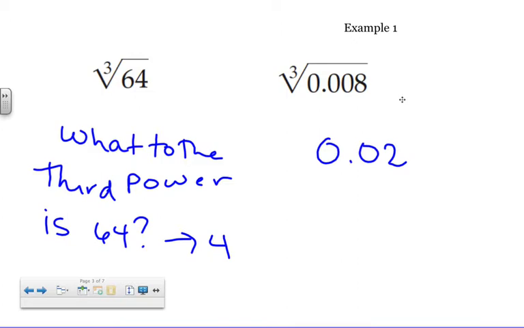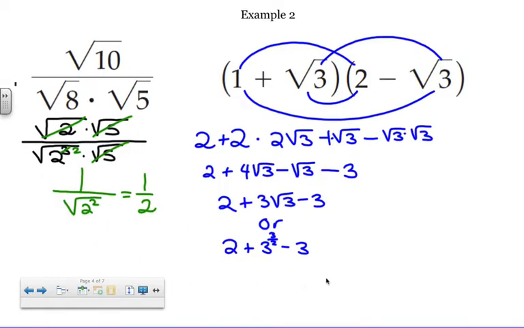It's the third root of 0.008. Really, the third root of 8 is 2. And when we take the root, it actually gets smaller, or when we cube it or square it, it goes smaller. So the third root of 0.008 is 0.02. I didn't have a practice problem on that one.